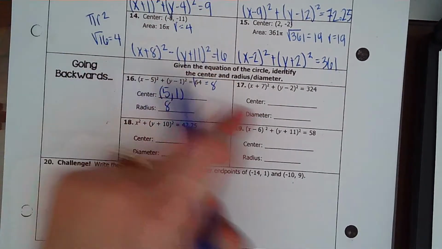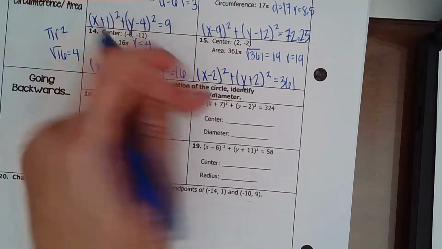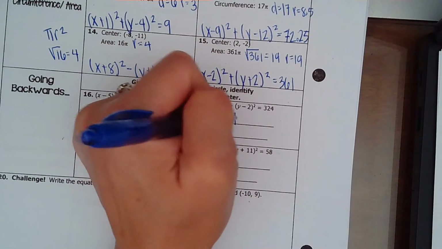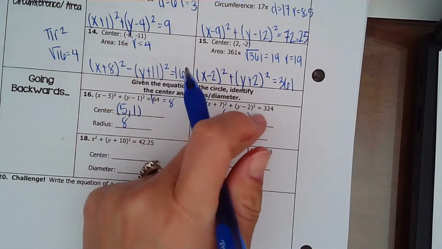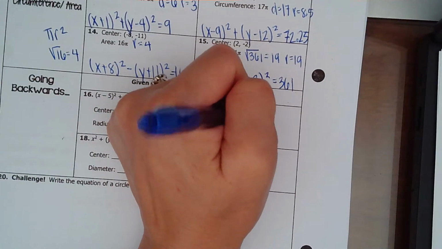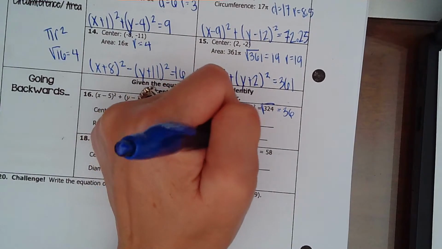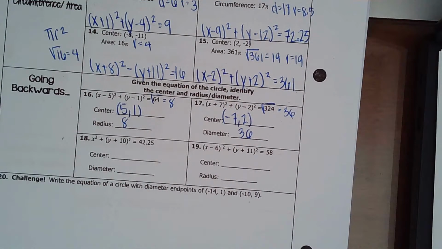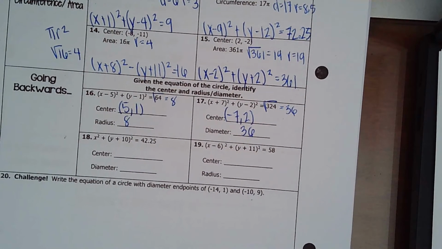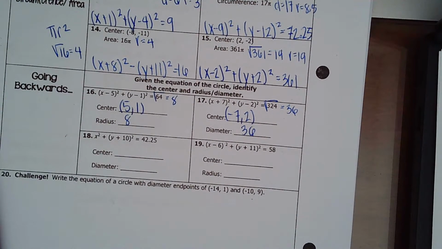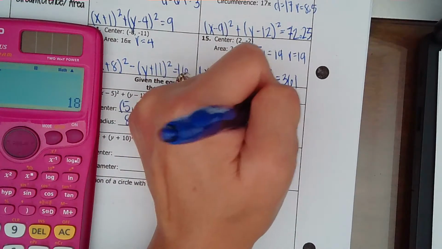All right, well, same thing for number 17. I take the opposite of what they've given me, so a -7 and a positive 2. And then I take the square root of 324, and that gives me 36. Oh, shoot. Wait, hold on. Square root of 324 equals 18.